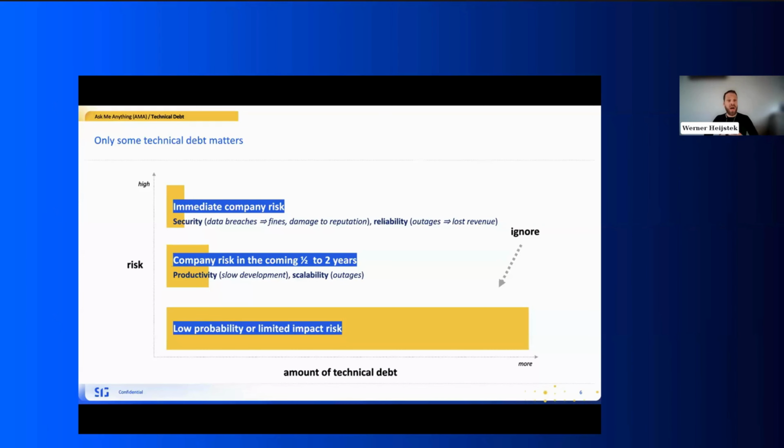How can they mitigate this? How can you actually write secure code? The same is true of reliability, and of course there are many, many other topics. Cloud nativeness, scalability, there are many interesting topics there. Objectively, this is technical debt. Company risk in the coming half year to two years.